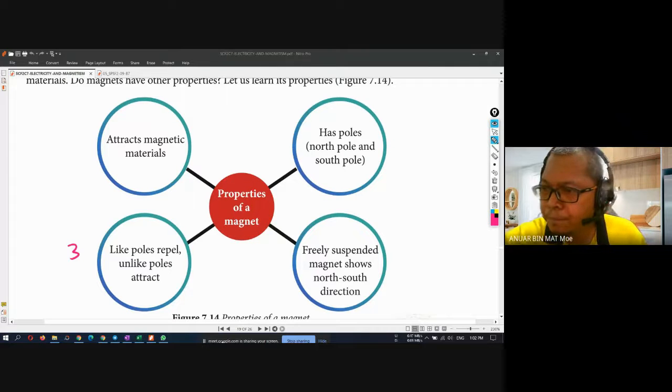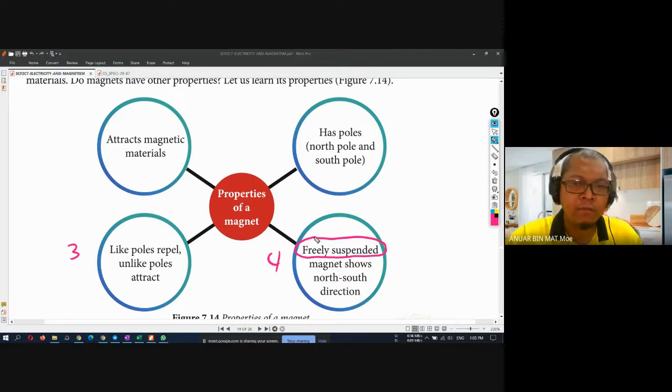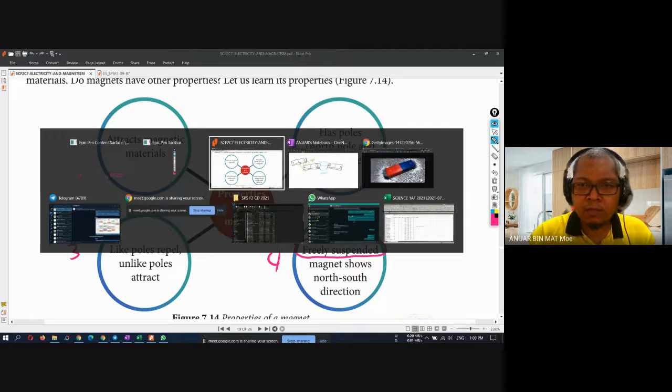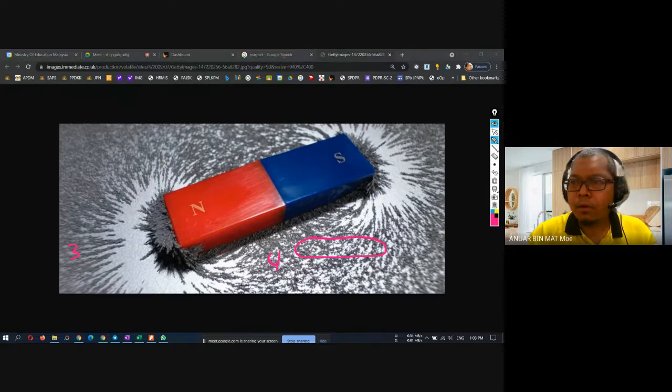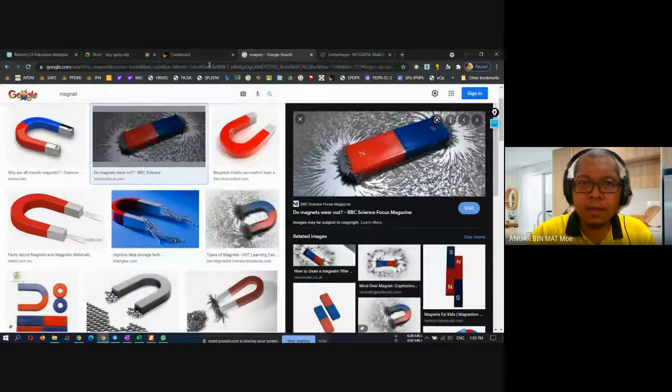Number 4: a freely suspended magnet shows the north-south direction. What is the meaning of a freely suspended magnet? For example, if you float the magnet on the surface of water, the north polarity will behave just like a compass. A compass is a freely suspended magnet. I will show you the picture of a compass.